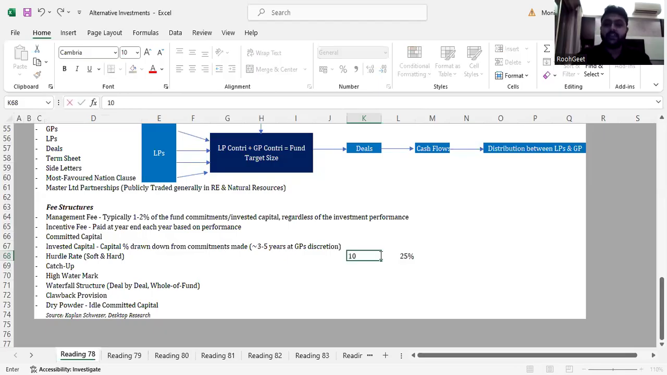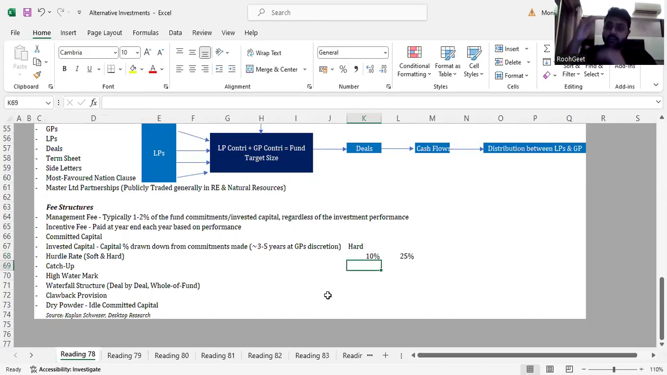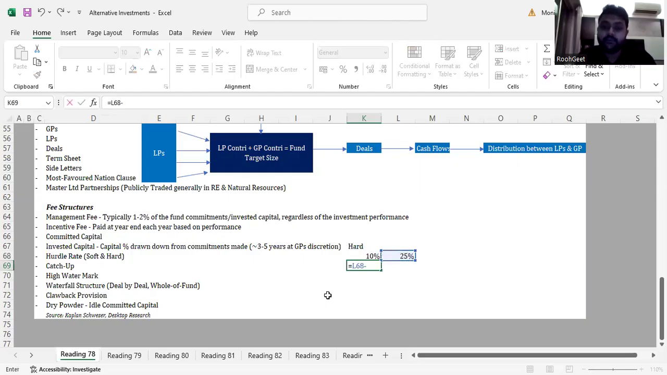Our hurdle rate is 10%. And let's say this hurdle rate is hard. It's a hard hurdle rate. So what I'm saying is that, hey, listen, my target is 25%, but if I cross 10%, which is my hurdle rate, I am eligible for an incentive fee. In a hard hurdle rate, what happens is 25 minus 10.